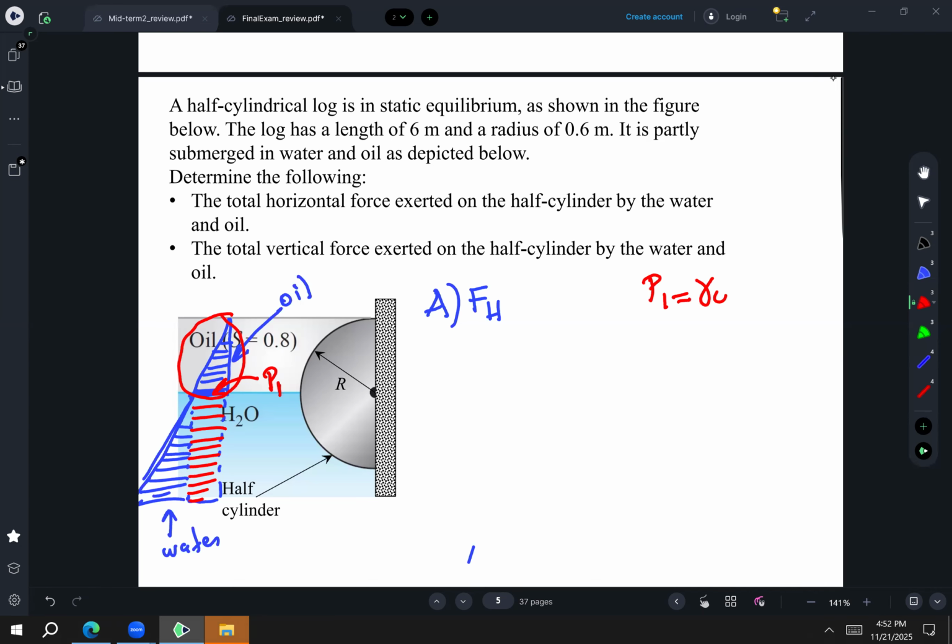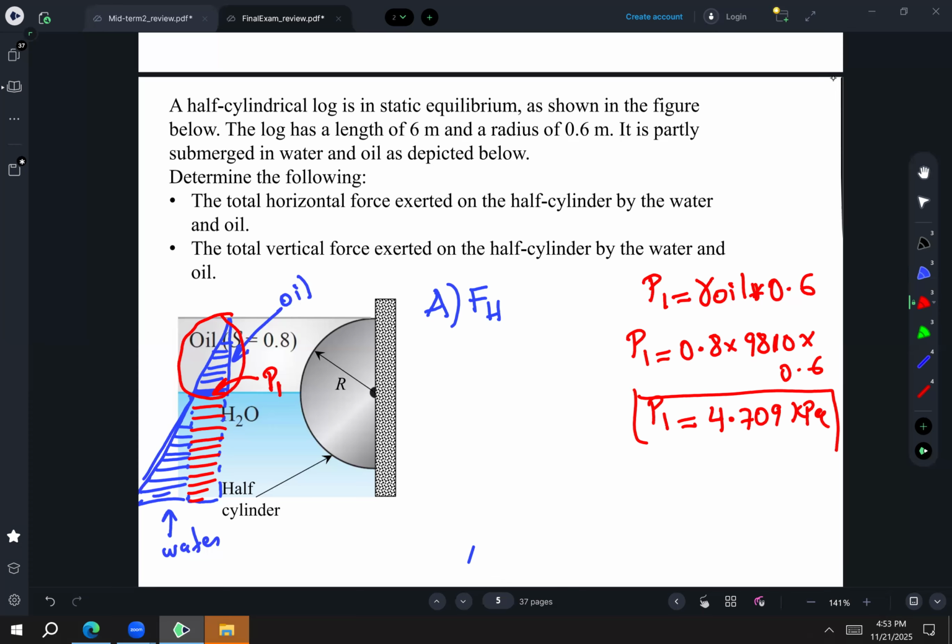Gamma of oil times the height. And the height is the radius, which is 0.6. So gamma of oil will be 0.8, which is the value of S, times 9,800, or 7,840. We can use 7,840 times 0.6, and P1 will give us a value of 4.709 kilopascals. That will be the pressure 1.